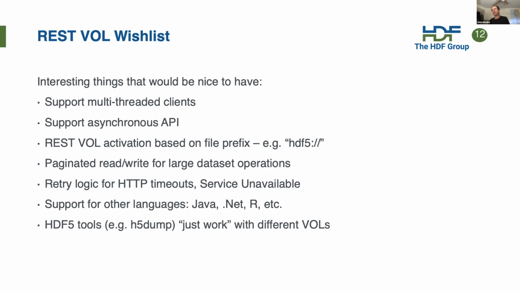Paginated read-write for large data operations. With the library, it's very possible, say, to write 10 gigabytes in one call, and the library will just take however long it takes to do that, and you're done. When things have to go across as HTTP requests, and you have possible timeouts or limits to how much memory can be ingested in one call, that's problematic. So what we do in H5PD is that we paginate large read requests. Something similar would be nice for the REST VOL.